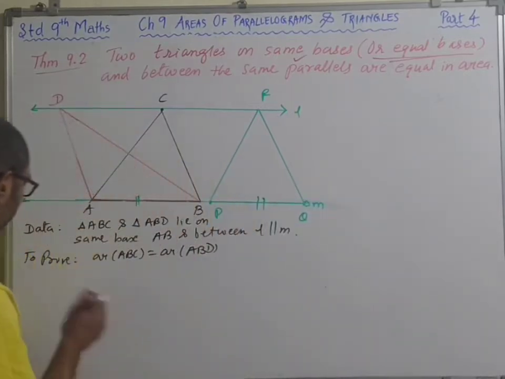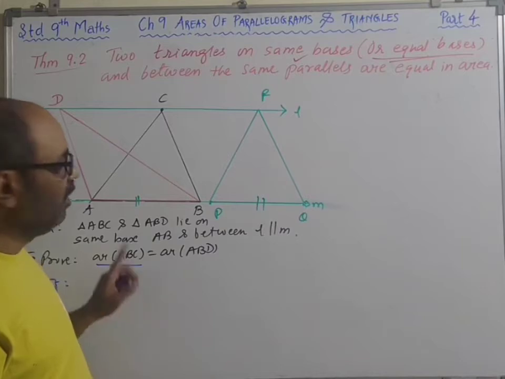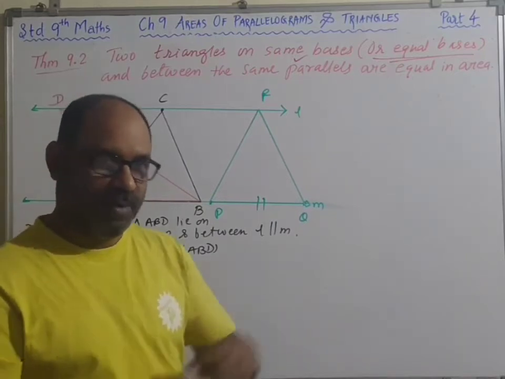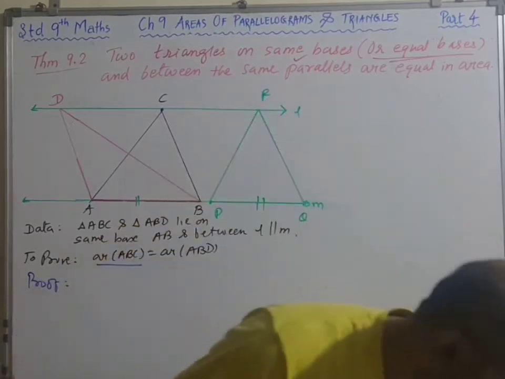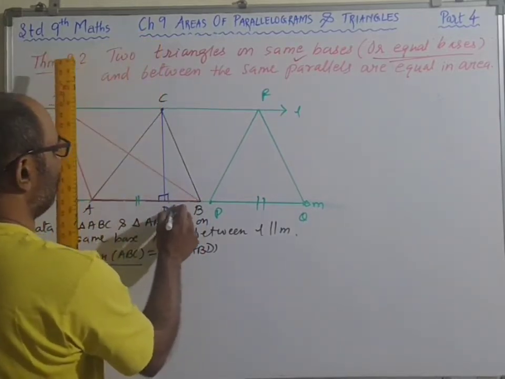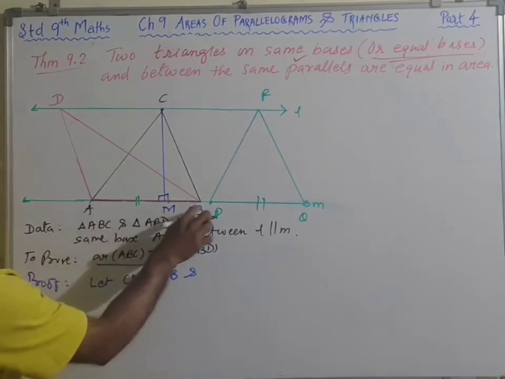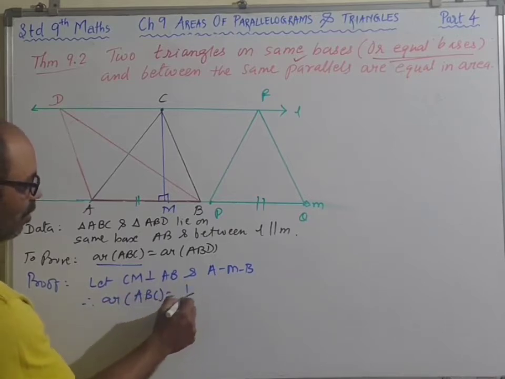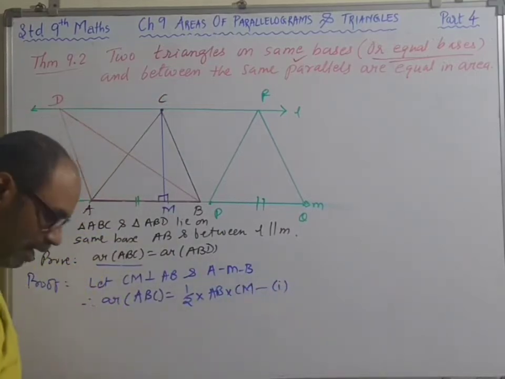Let's see. Proof. Children, once again I target to find the area of triangle ABC, then find the area of triangle ABD, and then take their ratio, which should be equal to 1. By using Euclid's property, you can take the ratio. Now, what is the formula to find the area of a triangle? Half into base into corresponding altitude. So for ABC, the black one, from C I drop an altitude. Let's say that is CM. So let CM be perpendicular to AB, and A' M' B. Therefore, area of triangle ABC is equal to half into base, that is AB, into corresponding altitude, that is CM. Call it result 1.